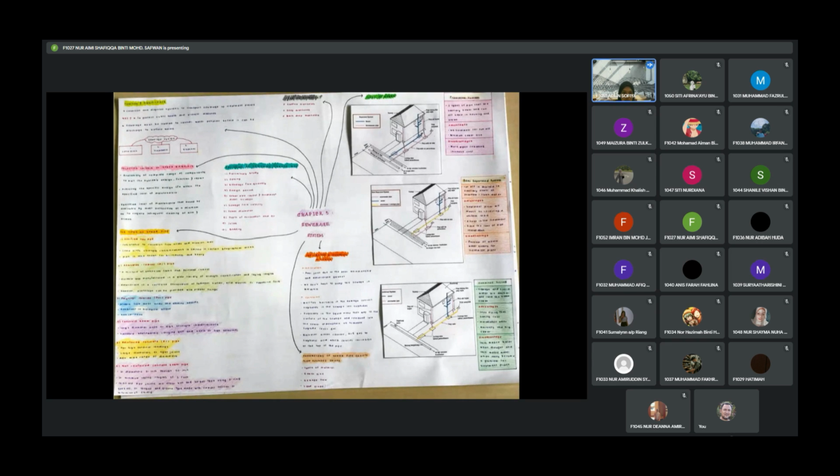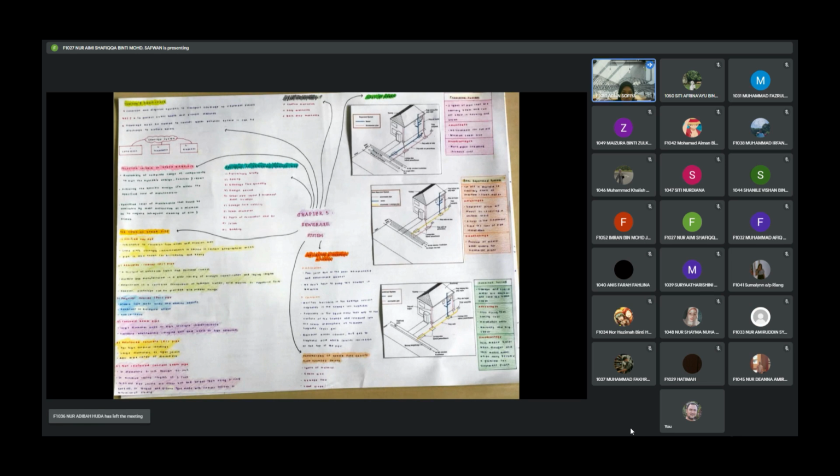Moreover, there are 3 types of manholes. First, shallow manholes, deep manholes, and backdrop manholes. For types of sewer, there are 3 types of it, which are first, separated system, second, semi-separate system, and thirdly, combined system.